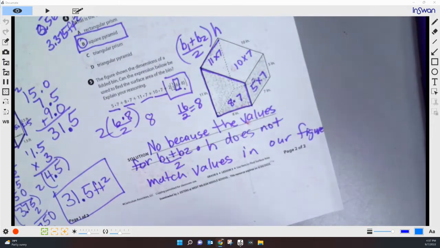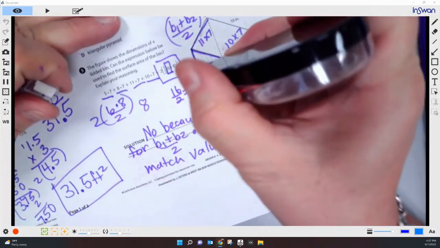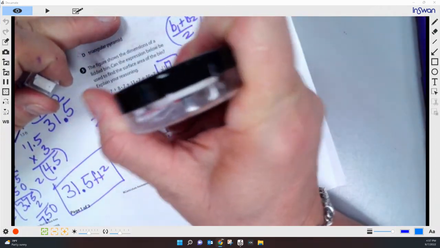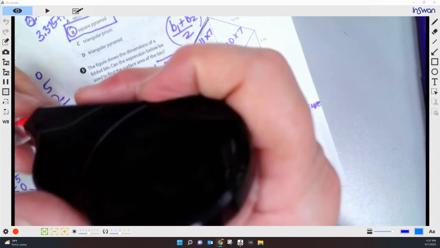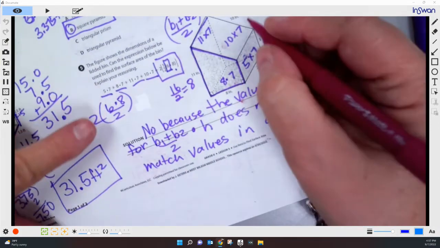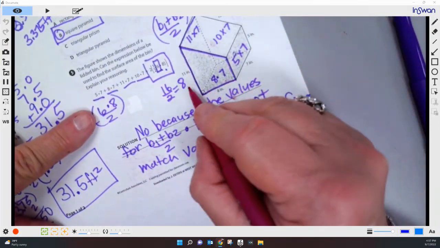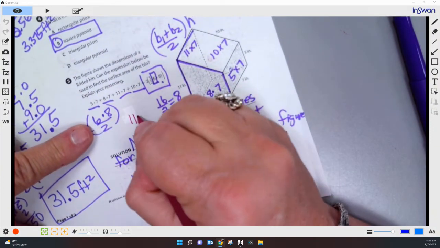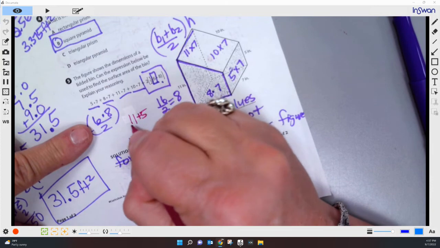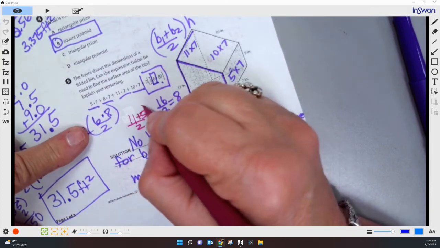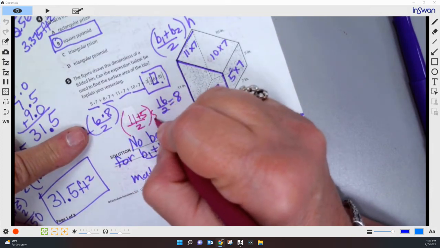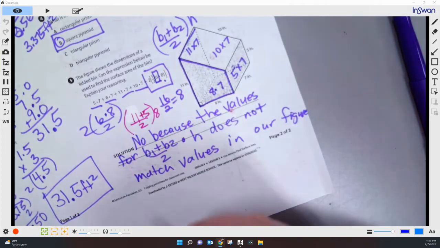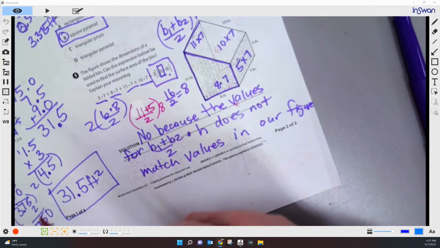Let me clear that up. What that should be, or the confusion is from having the average of the bases. So you've got 11 and 5. So it's going to be 11 plus 5 divided by 2. And then that's going to be times 8, which is not even close to that. So it is wrong.